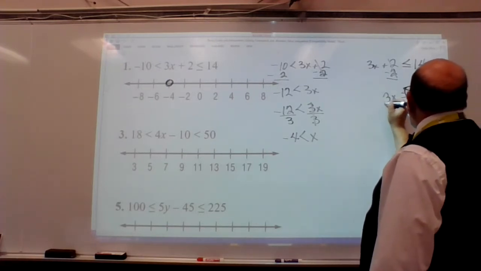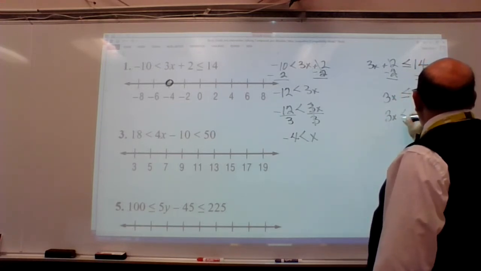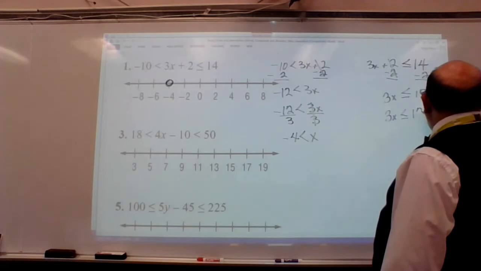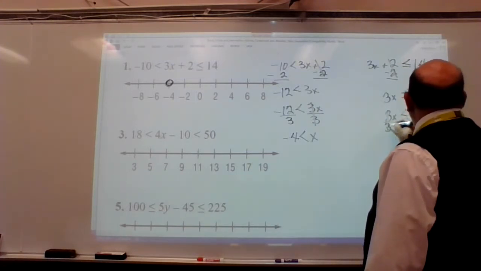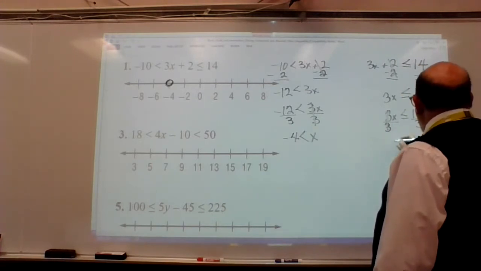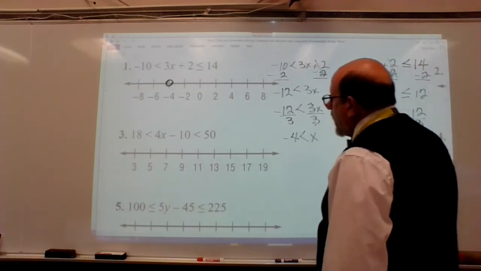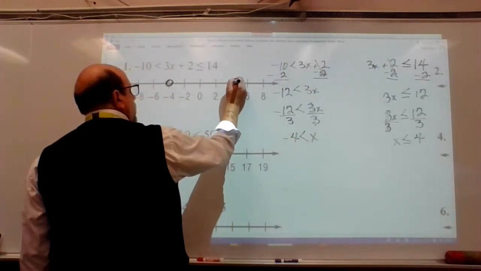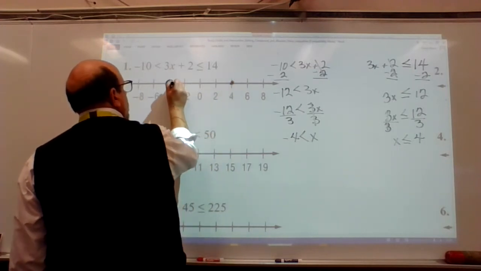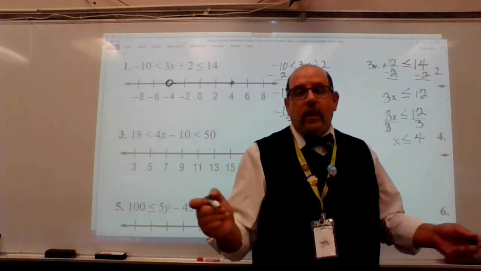I'm going to rewrite because that's what I do. If you don't want to rewrite, I don't know why you wouldn't. I guess it takes too much time. Doesn't really. X is less than or equal to 4. You already knew the answer anyway. That contains an equal sign, so I'm going to put a closed circle around it and connect the dots. All right? That's it.